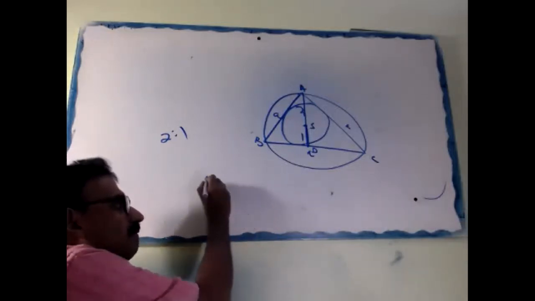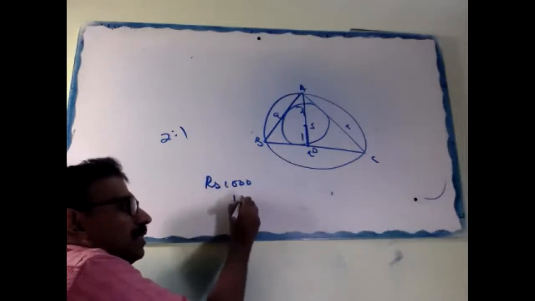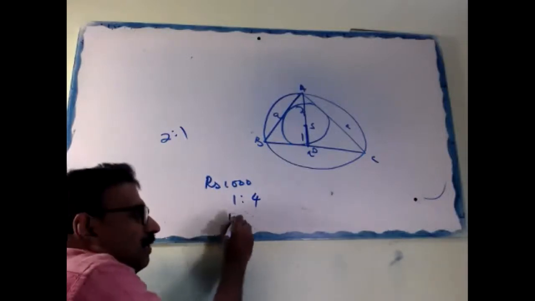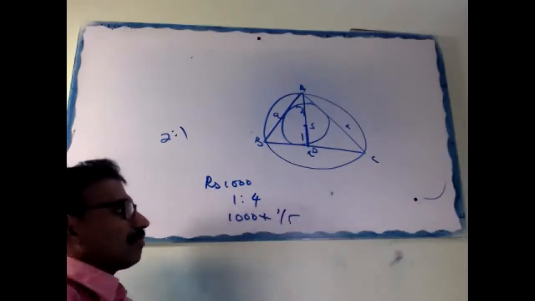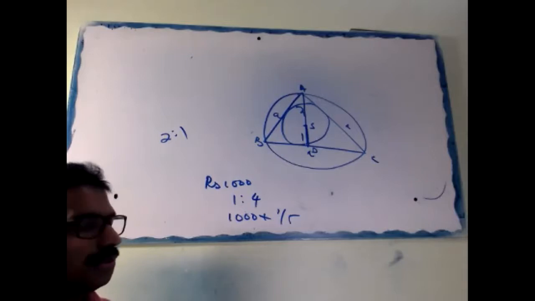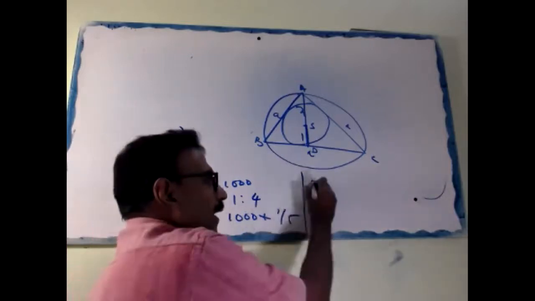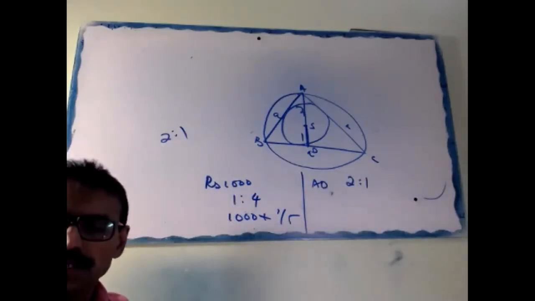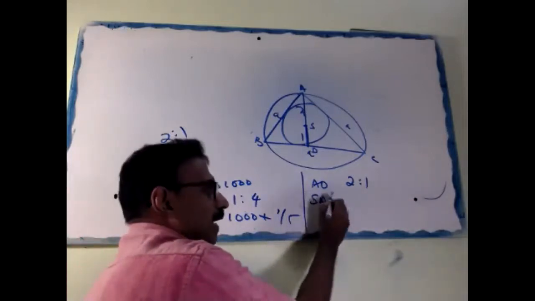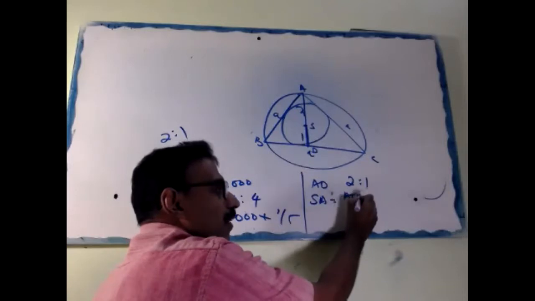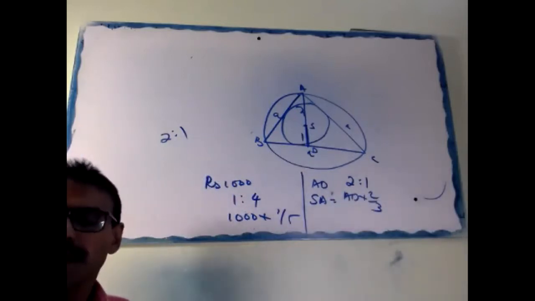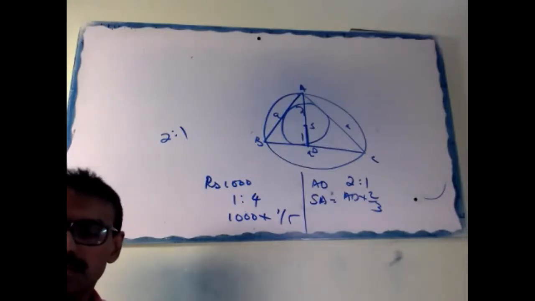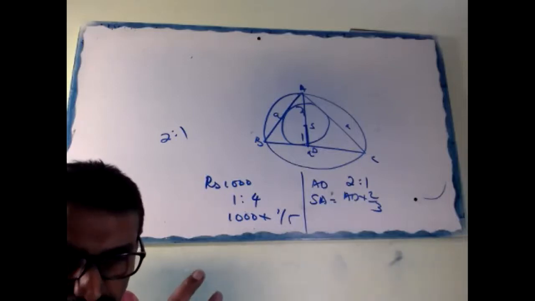Look, another example. If you have 1,000 rupees divided in the ratio 1 is to 4, the first person will get 1,000 into 1 by 5, the second person 1,000 into 4 by 5. Like that, AD divides in the ratio 2 is to 1. Therefore, first part SA equals AD into 2 by 3, SD equals AD into 1 by 3. Clear or not? Now clear? Okay, so write in a box.